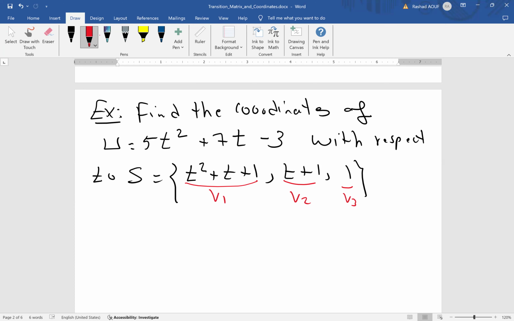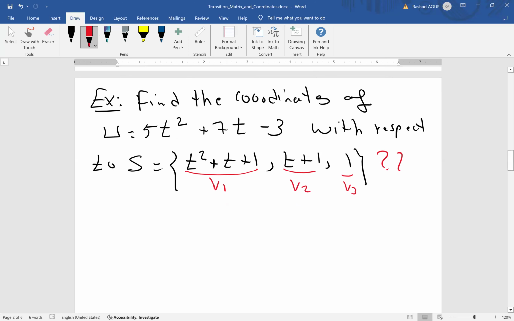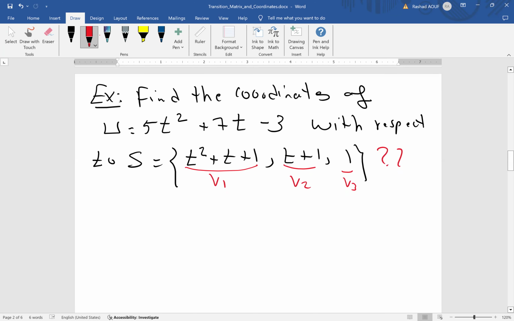When we say two polynomials are equivalent, they must have equal coefficients at each degree, starting with the highest degree. So we set u equal to alpha 1 v1 plus alpha 2 v2 plus alpha 3 v3. In other words, we are looking for the coefficients, or coordinates, of u with respect to S, which will be a1, a2, a3. These are what we need to find.